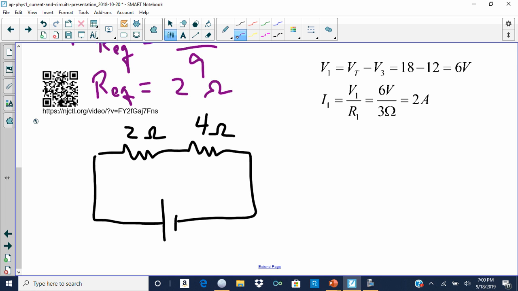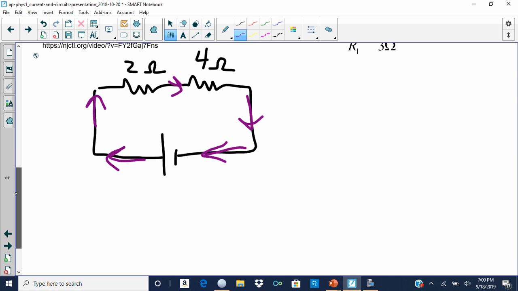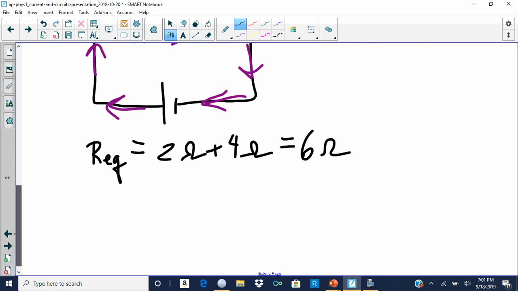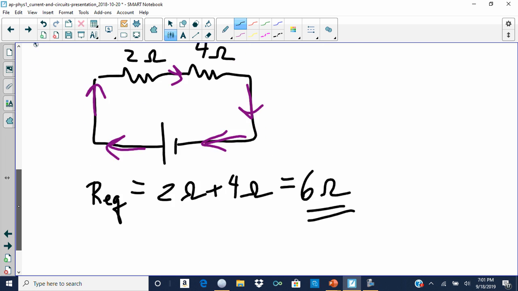Now I'm going to draw my current again. Notice that my current goes through both of the resistors the same amount. That means that these two resistors are in series, so I can add them together. My equivalent resistance here is going to be equal to 2 ohms plus 4 ohms, and that's equal to, I'm sorry, I'm multiplying. Let me erase. Where's my eraser? Okay, and that's going to give me 6 ohms. So my total resistance of the circuit is 6 ohms.